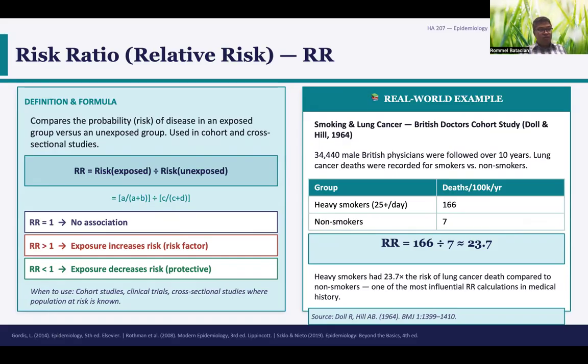And this has become one of the most influential calculations in medical history, the causation or the risk of smoking in the development of lung cancer. So you use relative risk when you calculate the risk in each group, that is, when you know how many people are at risk and how many develop the disease. This is possible in cohort studies, cross-sectional studies, and randomized controlled trials. It is not directly calculable from case control studies because in those studies, you do not start with a defined population at risk.